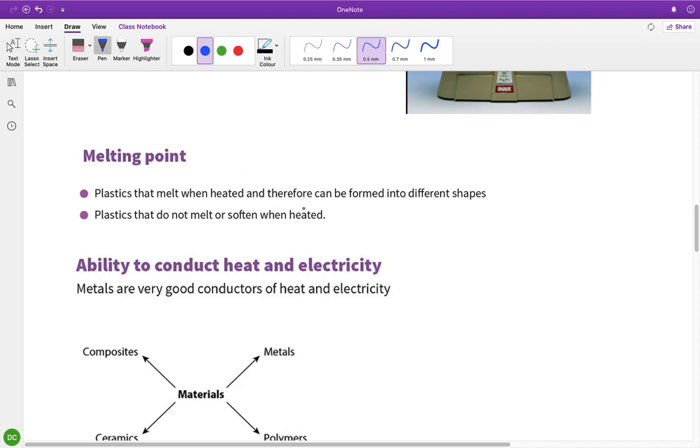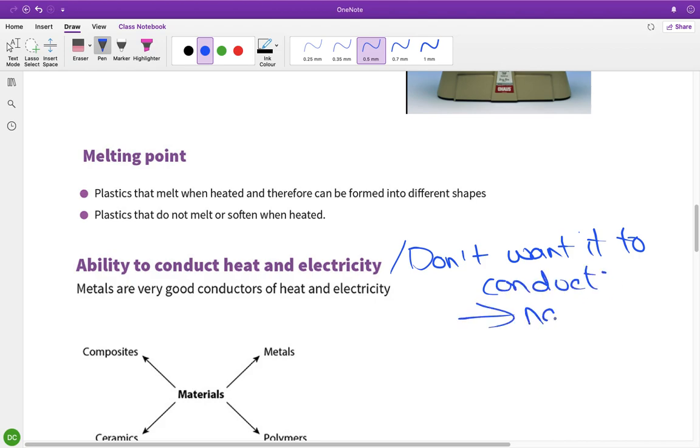But on the flip side, if you don't want it to conduct, then you should use non-metals. We talked about them. Do you remember all the properties of non-metals were basically just the opposite of the properties of metals? Again, depending on what you want. If you want something that's going to conduct heat or electricity, then you want a metal. If you want something that's not going to conduct heat or electricity, then you want a non-metal.